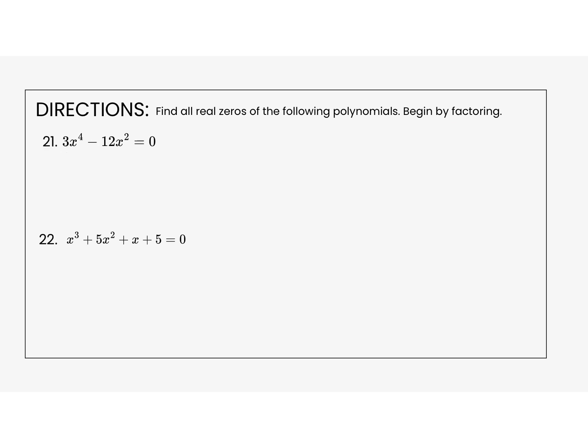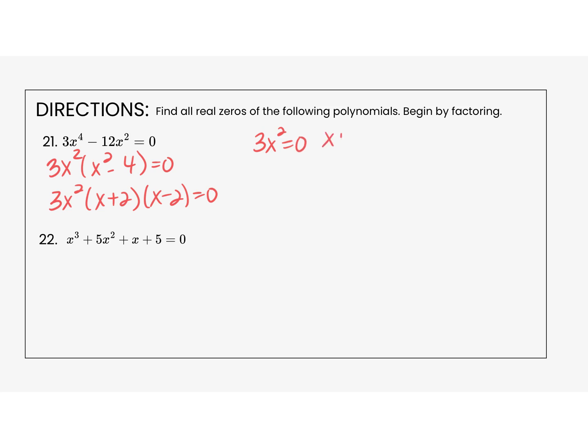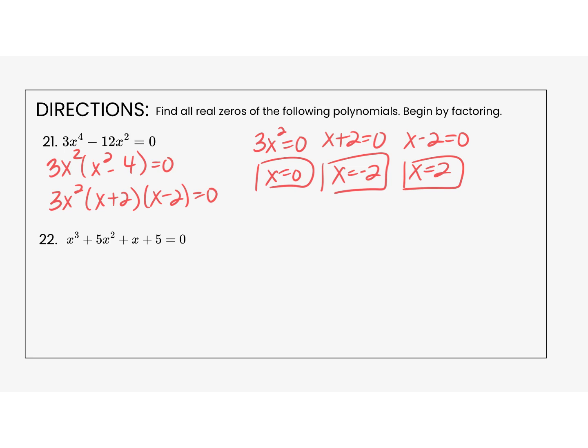Okay, and last two. GCF of this first one would be 3x squared. That leaves me with x squared minus 4. We should recognize that as a difference of squares. So that's x plus 2 and x minus 2. Set each of those equal to 0. So I get x equals 0, x equals -2, x equals +2.